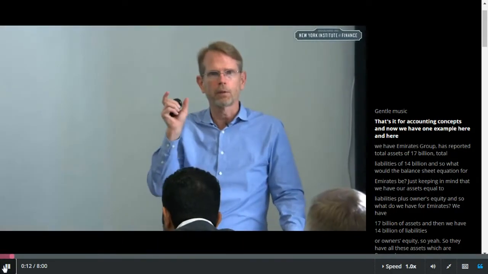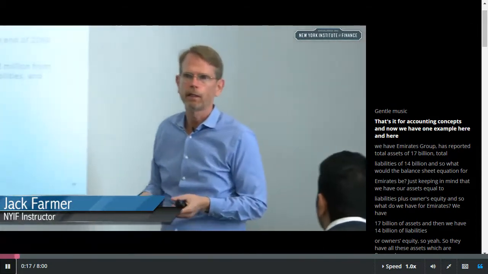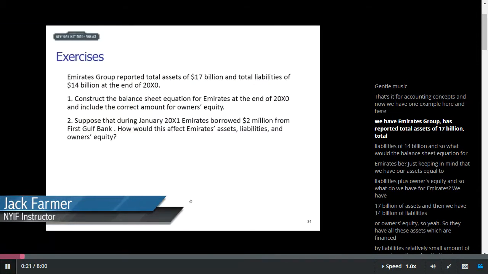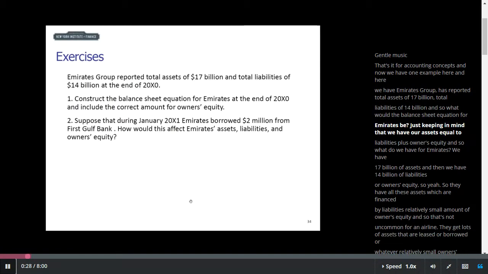That's it for accounting concepts. And now we have one example here. Emirates Group has reported total assets of 17 billion, total liabilities of 14 billion. And so what would the balance sheet equation for Emirates be?